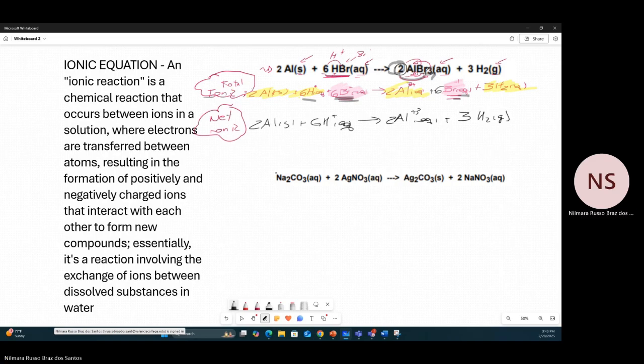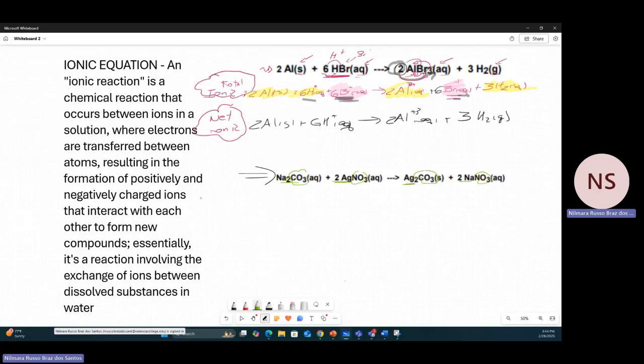Okay? So let's try another one, because I think we need to practice. So first thing, check if this is a well-balanced equation, right? And if it is, we can keep it going. I can see that we have 2 sodium over here, 2 sodium over here, 2 silver over here, 2 silver over here. I have a carbonate over here and 1 carbonate over here, 1 nitrate over here, and 1 nitrate over here. Perfect, it's well balanced.